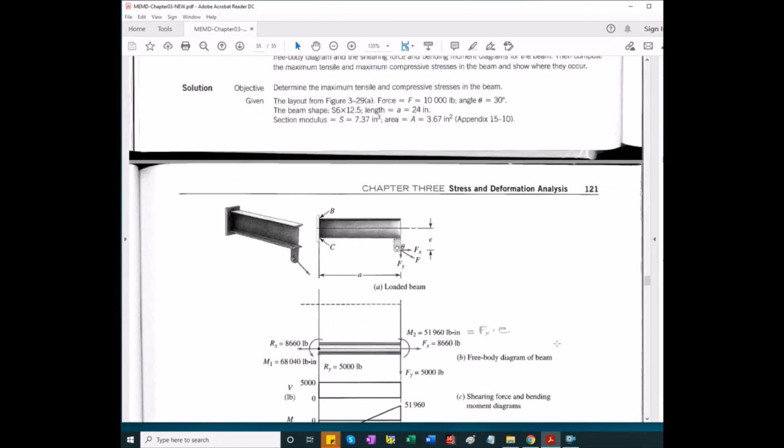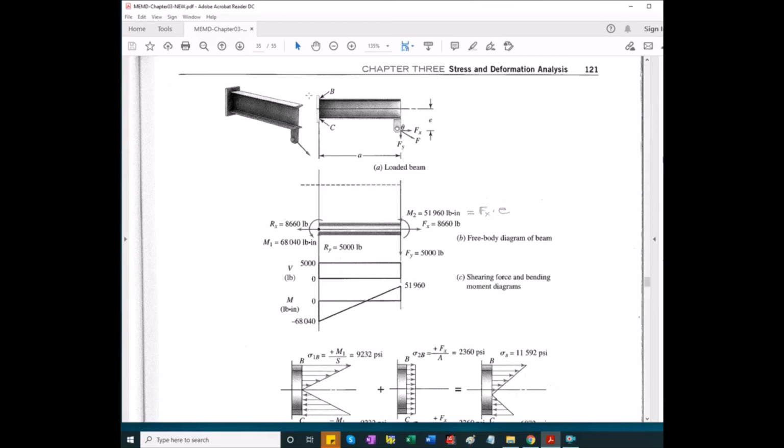An example in the book to illustrate this principle is a cantilever beam encastrated at this end, and we have a force F acting at an angle and eccentric from the centroidal axis. You can see here it's an I beam. So what the force does is cause bending, and then it causes axial loading.